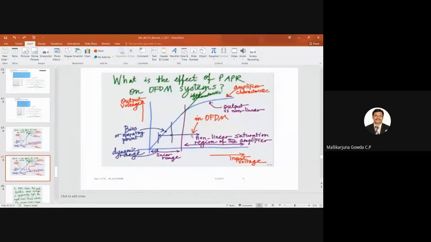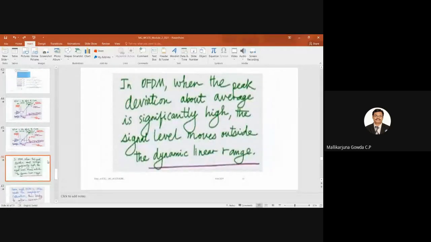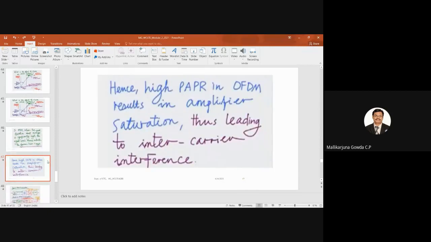So extending the linear region of the high power amplifier is a big challenge. Increasing the resolution of a DAC is also a challenge. These are all the difficulties we face if the value of peak to average power ratio is high. That is what I wanted to convey. So in OFDM, when the peak deviation about the average is significantly high, the signal level moves outside the dynamic linear range. This high peak to average power ratio in OFDM results in amplifier saturation, that leads to intercarrier interference.